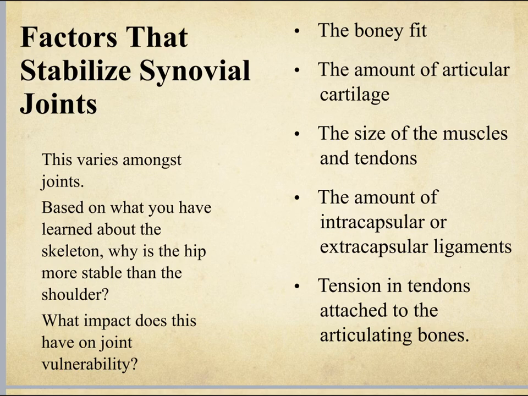If we want low flexibility, we get high stability. High flexibility gives us low stability. So think about the shoulder versus the hip. Some of these factors are the bony fit, the amount of articular cartilage, the size of the muscles and tendons that help stabilize and lock that joint, the amount of intracapsular or extracapsular ligaments, so the ligaments within the capsule or around the capsule, and also the tension in tendons attached to those articulating bones.